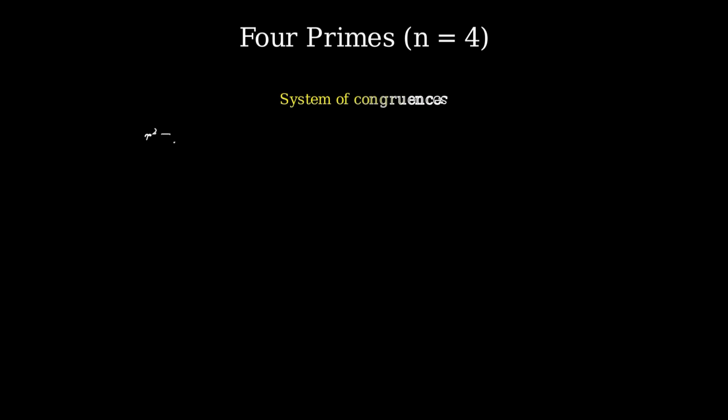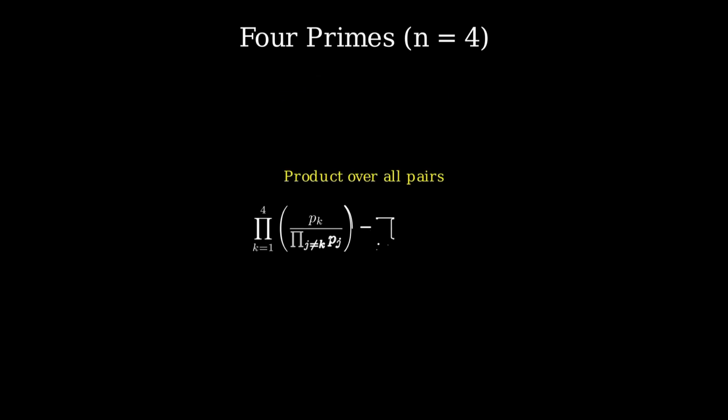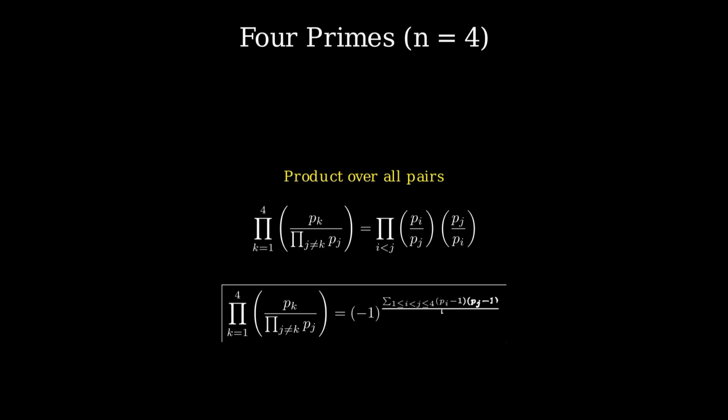Adding a 4th prime, the pattern becomes even richer. We now have 4 congruences, each modulo the product of the other 3 primes. Again, the Jacobi product can be expanded over all prime pairs, and the final result uses a total exponent built from all 6 combinations. Finally, the general case.